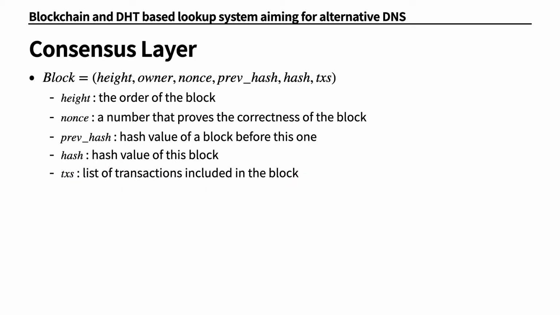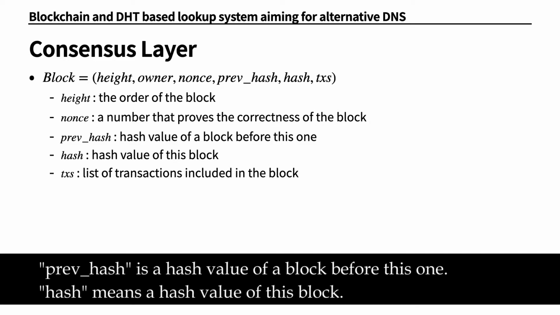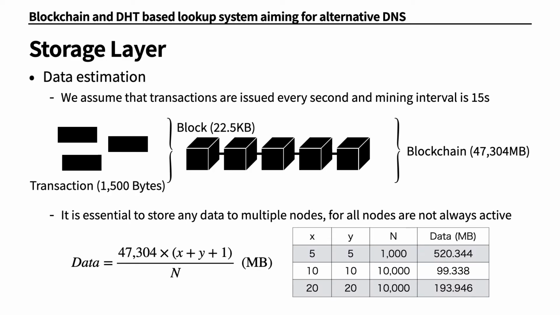And the block contains the height, owner, nonce, previous hash, and transactions. Height is the order of the block. Nonce is the number that proves the correctness of the block. Previous hash is the hash value of the block before this one. Hash means the hash value of this block. So each block refers to the previous hash of the next block. The transactions are a list of transactions included in the block.